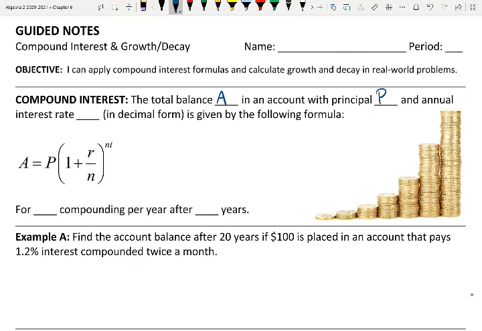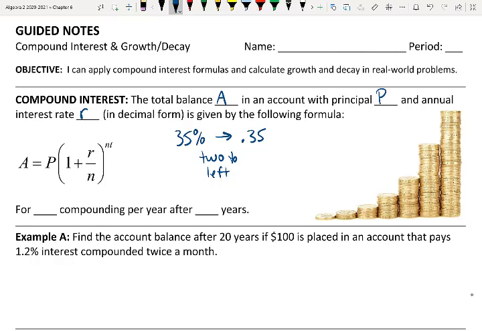My R in my equation is my annual interest rate. Now that is given in decimal form in the equation, and we can sometimes be given it as a percentage. So just make sure you remember, if you're trying to convert from a percentage to a decimal, like if you have 35% that you're starting with, to move that into a decimal, you just move your decimal place 2 spots to the left. Or vice versa. If you're given the decimal and you're trying to figure out what it is as a percent, you would just move it 2 spots to the right.